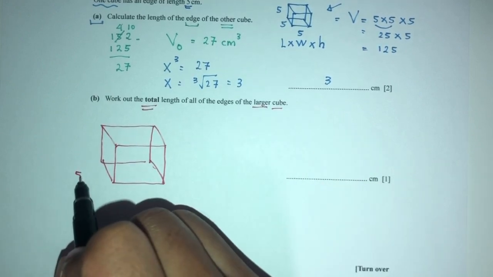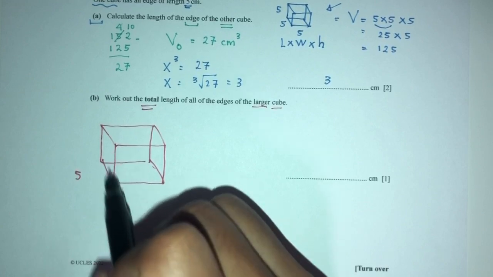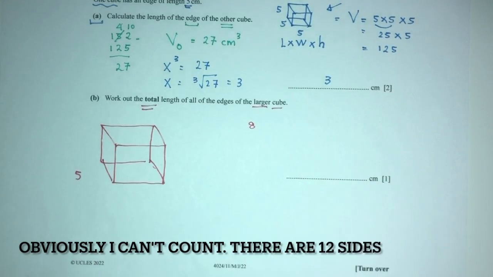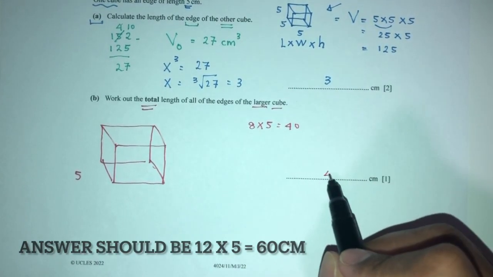All the sides are 5, so we count. We have 1, 2, 3, 4, 1, 2, 3, 4, 5, 6, 7, 8. So 8 side edges. So 8 times 5, that should be 40. Again, this is just a counting problem.